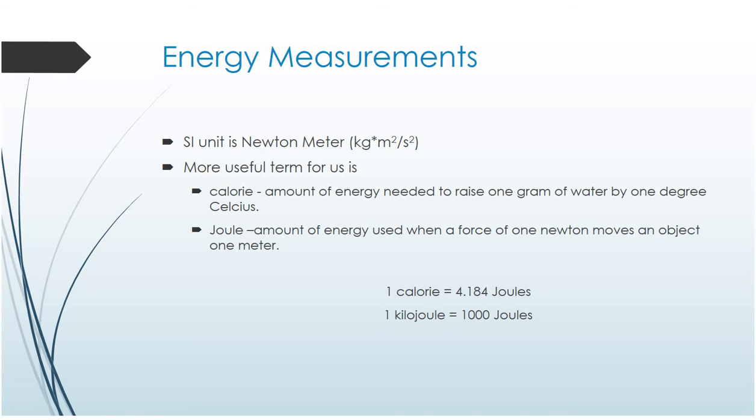Now, for the most part, calorie is used more in food science. We typically use joule instead. So a joule is the amount of energy used when you have a force of 1 newton moving something 1 meter. And for our purposes, we're just going to use joules. It's the same as talking about grams or pounds. It's just a measurement of energy. Okay. Now, if we have to convert between the two, 1 calorie is 4.184 joules. I will give you this conversion. I'm not going to ask you to memorize it, okay?